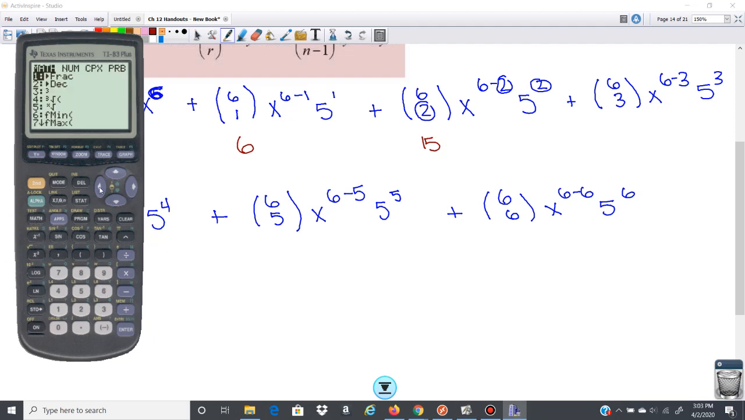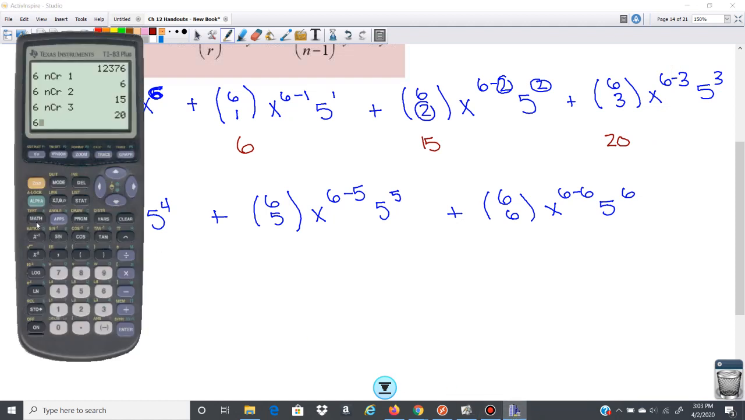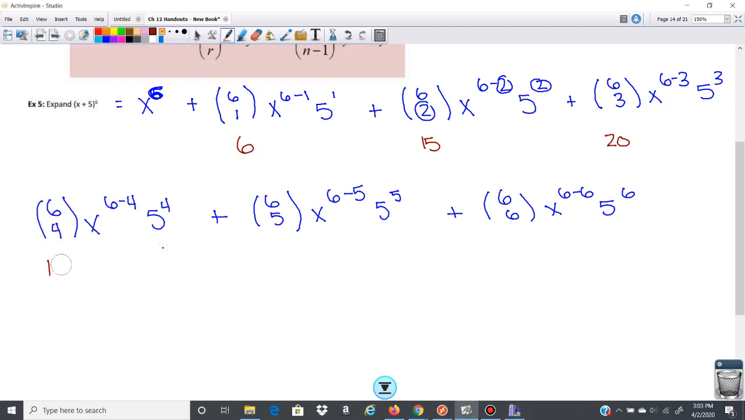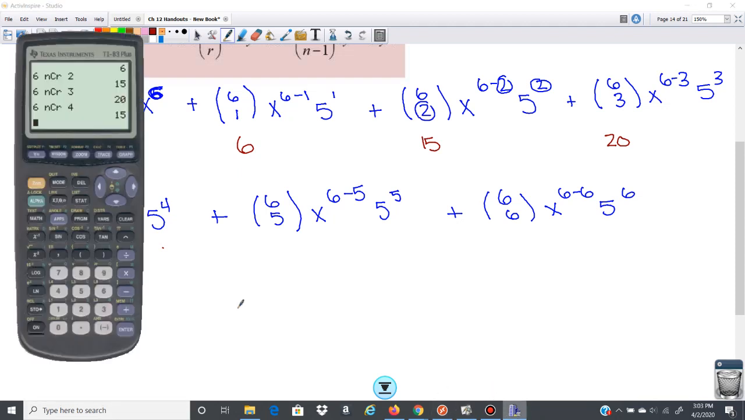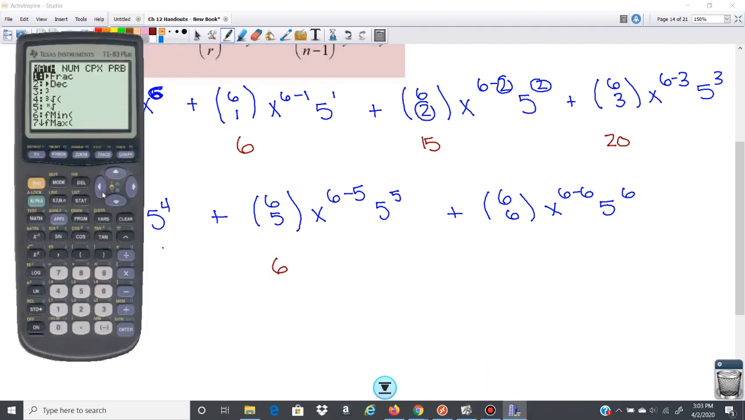6C3 is going to give us 20. 6C4 is going to give us 15. 6C5 is going to give us 6. And then 6C6 is going to give us 1.